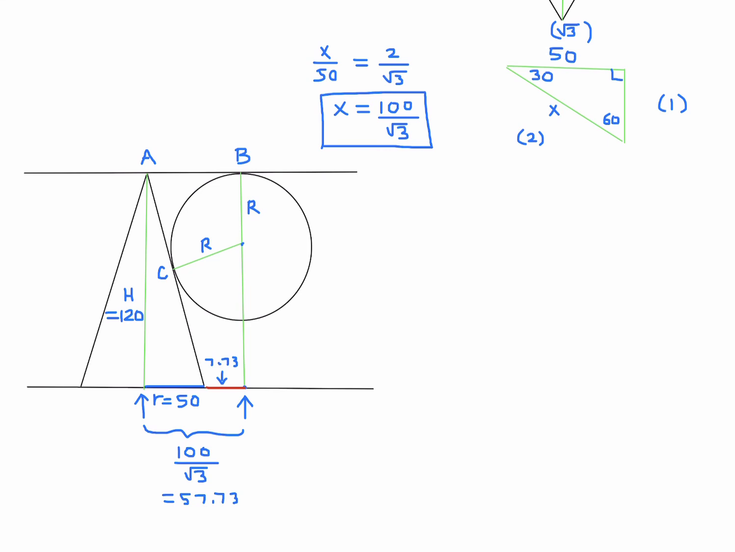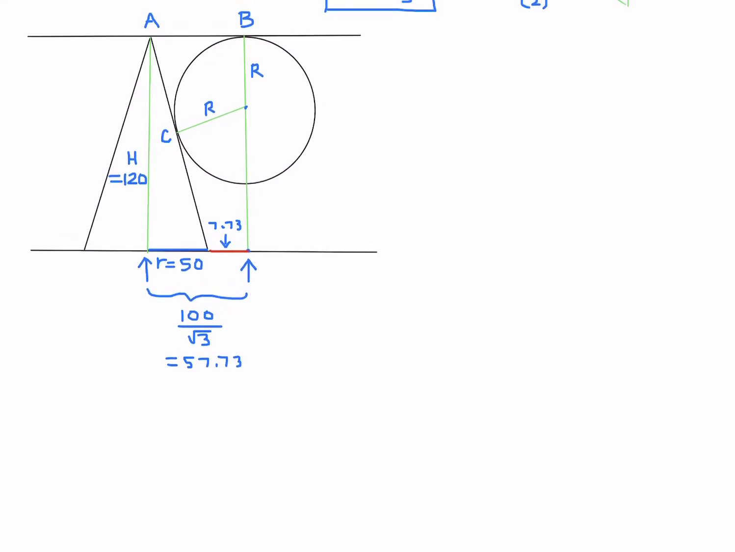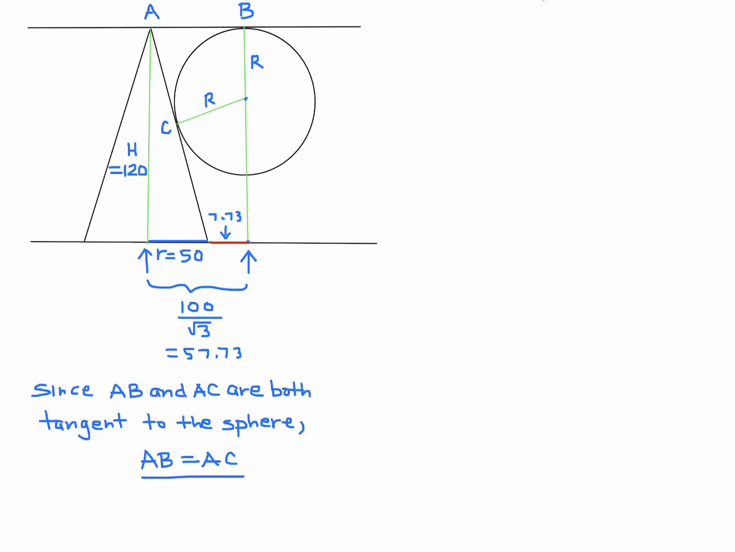Now, one important point that needs to be mentioned in this question before I move forward is that you've got two tangents. One is from A to C, right there. That C point is tangent to the circle. And the other one is from A to B. That point B is tangent to the circle. And because AB and AC are both tangent to the sphere, AB will be equal to AC. And that is something that we will need to use a little bit later in the question.